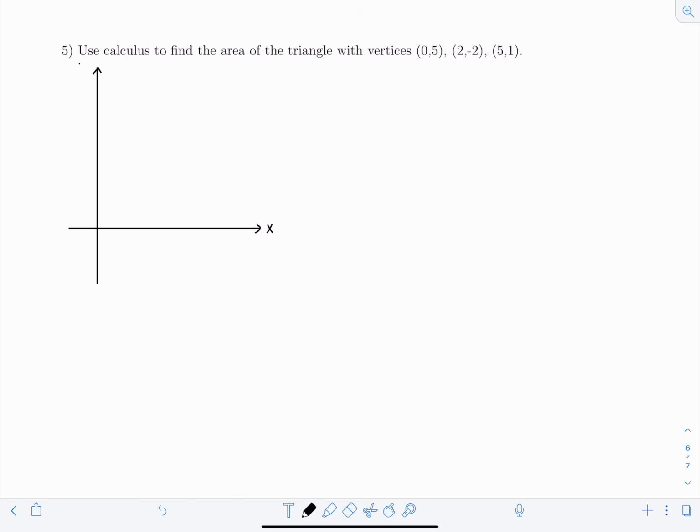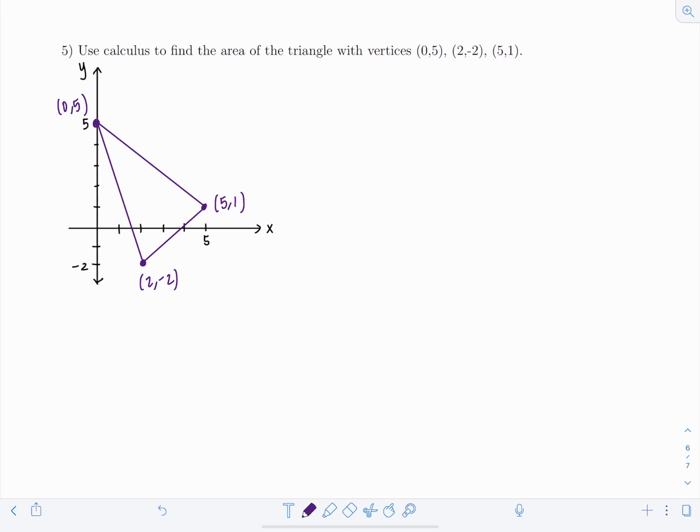That should be enough. So mostly quadrant 1, a little quadrant 4. Here's my x-axis, here's my y-axis. So we're going to go up to 5: 1, 2, 3, 4, 5. And I need to go to -2, no problem. And then in the x direction, 5: 1, 2, 3, 4, 5. Okay, so those are the vertices of the triangle. So we've got over here (0, 5), (2, -2), and then (5, 1). Okay, and they want the area of this triangle.